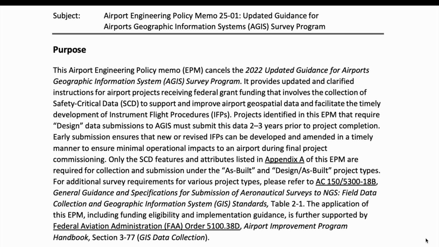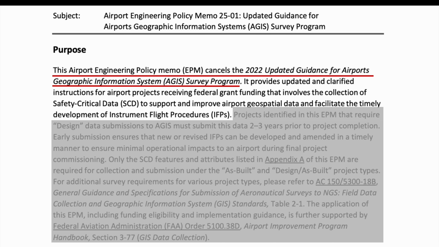This example shows a memo communicating the key point right away, stating that it cancels a previous guidance document. The following body paragraphs will then provide supporting information.